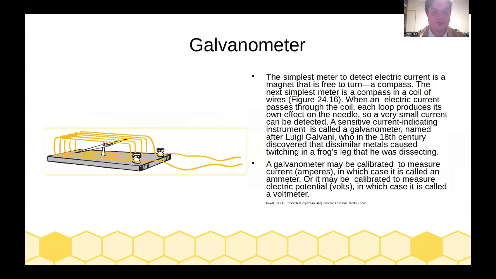Coming to more practical uses of magnetic fields, the simplest meter to detect electric current is a magnet that's free to turn, a compass. The next simplest meter is a compass and a coil of wires. When an electric current passes through the coil, each loop produces its own effect on the needle, so a very small current can be detected. A sensitive current indicating instrument is called a galvanometer, named after Luigi Galvani, who in the 18th century discovered that dissimilar metals caused twitching in a frog's legs that he was dissecting. A galvanometer can be calibrated to measure current, amperes, in which case it is called an ammeter, or it can be calibrated to measure electric potential, volts, in which case it is called a voltmeter.